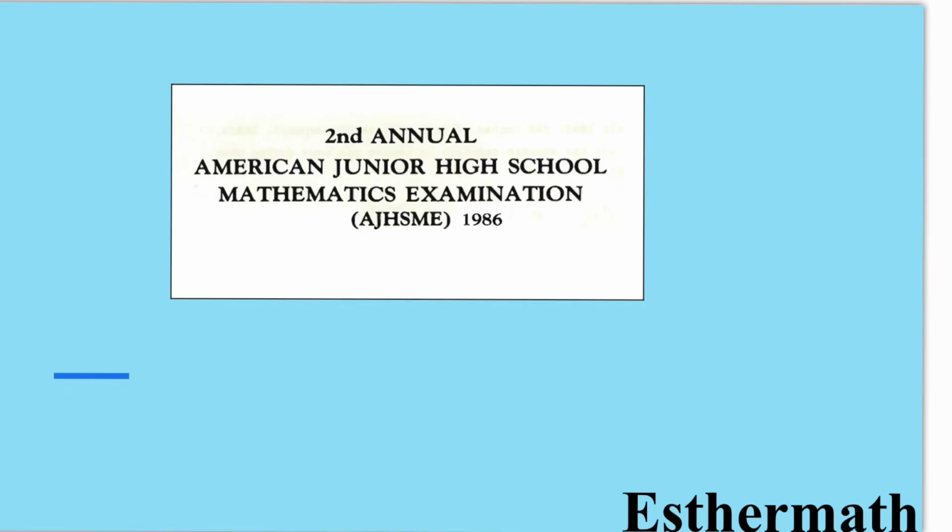American Junior High School Mathematics Examination, 1986. Number 1. In July 1861, 336 inches of rain fell in Cherrapunji, India. What was the average rainfall in inches per hour during that month?